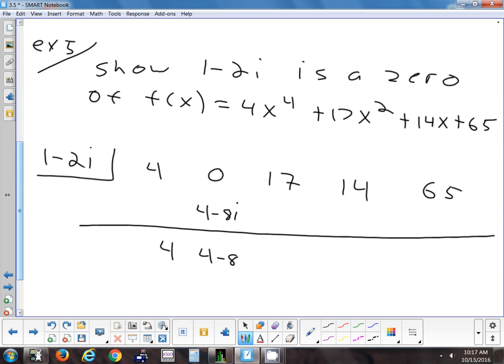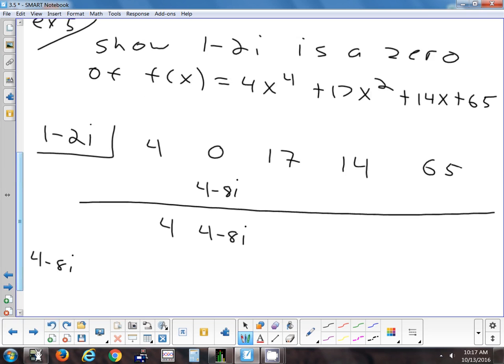4 minus 8i. And now, for the next 3 steps, we have to use FOIL, because we're multiplying this times that. All right, so let's go through it. What's 1 times 4? 1 times negative 8i. Okay, I'm just doing it off to the side. Negative 2i times 4. And what's negative 2i times negative 8i? 16i squared.